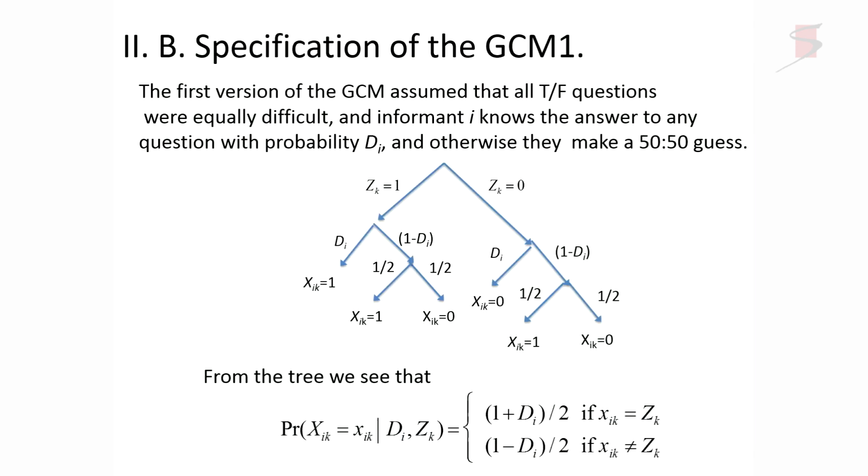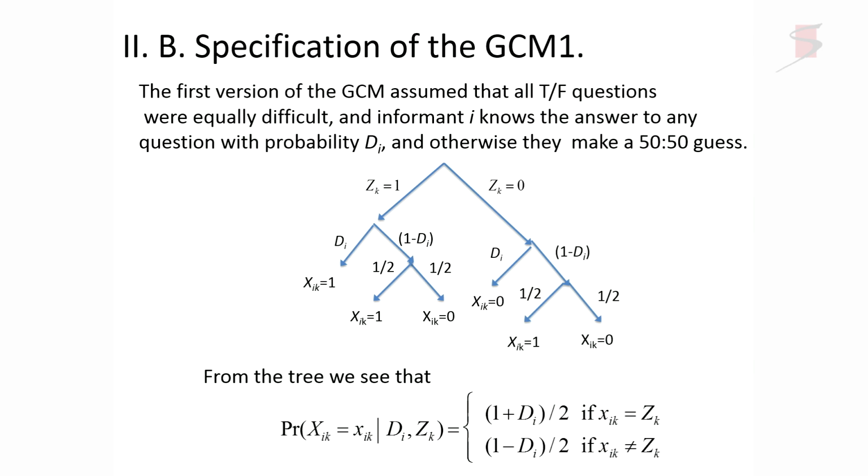So let me tell you how this model works. Let's just take a single item and a single subject, a single informant, and we can understand it from this tree. Either the correct answer is true or the correct answer is false. If the correct answer is true, the person either knows the answer with probability d_i, i being the informant, or with 1 minus d_i, they don't know the answer, and then they guess. In the original model, they guess 50-50. We didn't have a bias. Later on, we'll show you how we put a bias in there. On the other hand, if the true answer is false, then they either know the answer and they say false, or they don't, and they make a 50-50 guess.